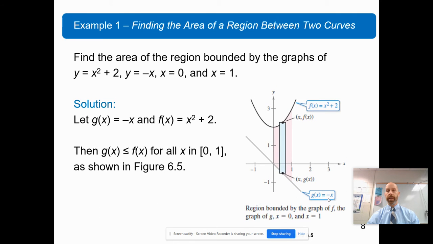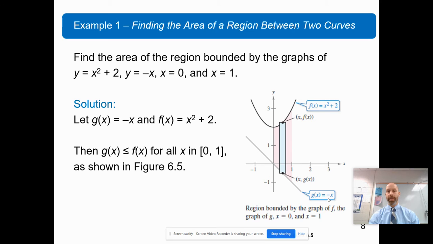So first let's look at the graph here on the right. The parabola, the first function, y equals x squared plus 2, we'll let that be f of x because that's the function that's greater, or sometimes I'll just say it's the higher function. And then the second function, y equals negative x, of course, that function is below the f function, so we'll call that one g of x.